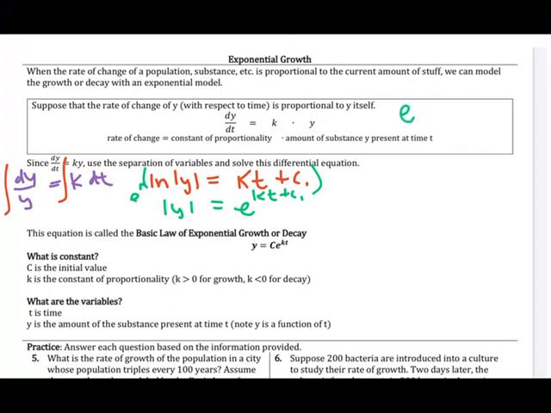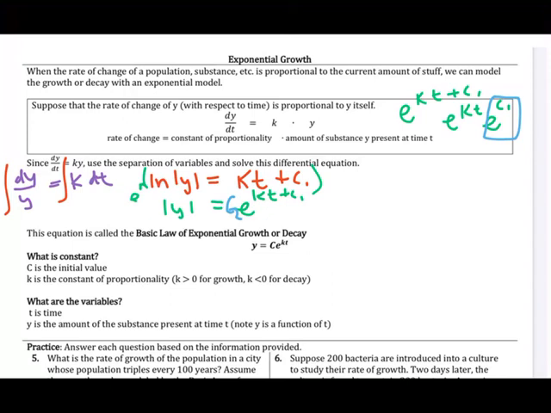Now remember that e to the power of kt plus c1 is the same thing as e to the kt times e to the c1. That's just basic Algebra 1 rules of exponents. So this is really just some new constant. I'm going to represent that now as c2. I'm just going to call that my c2.